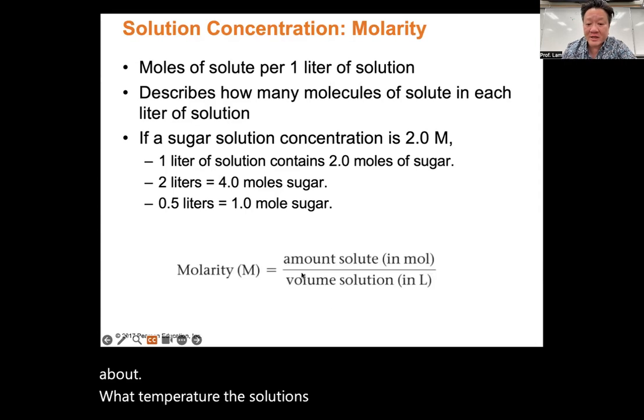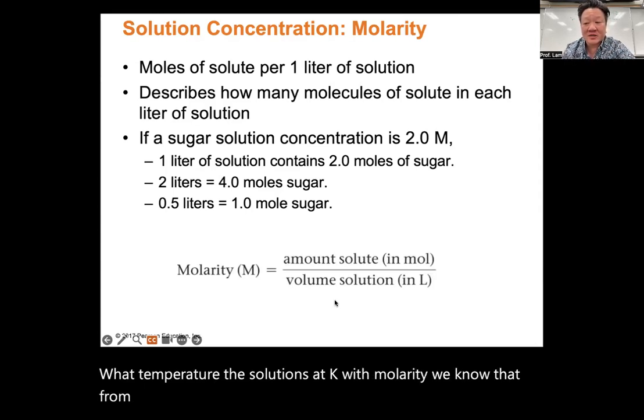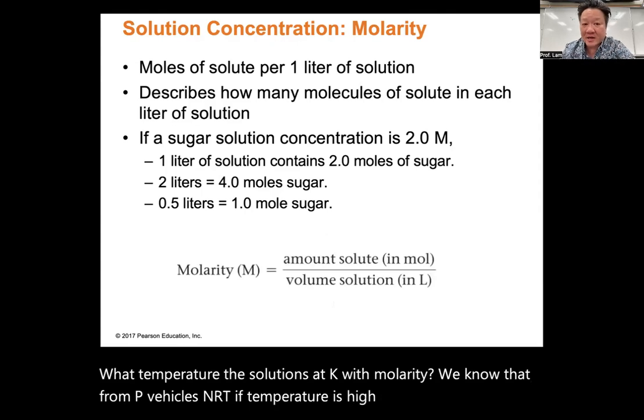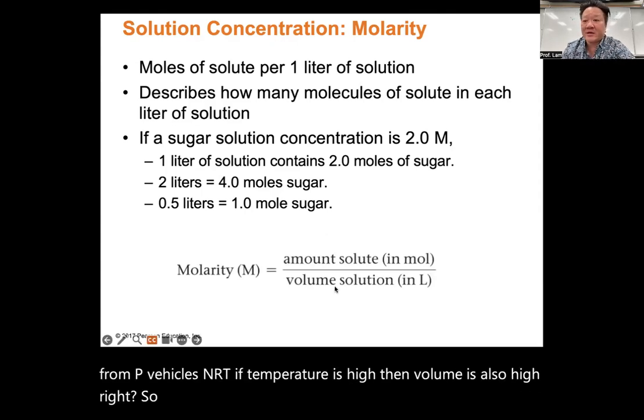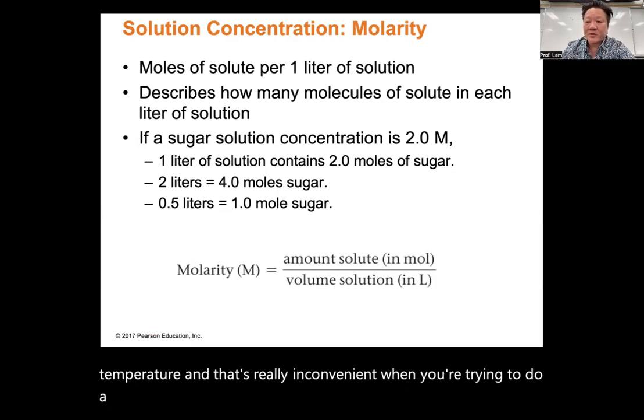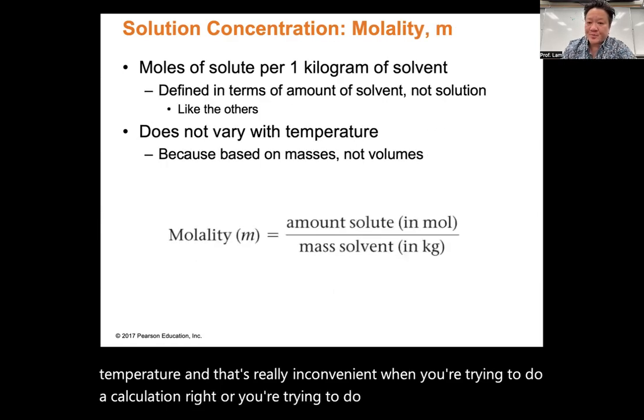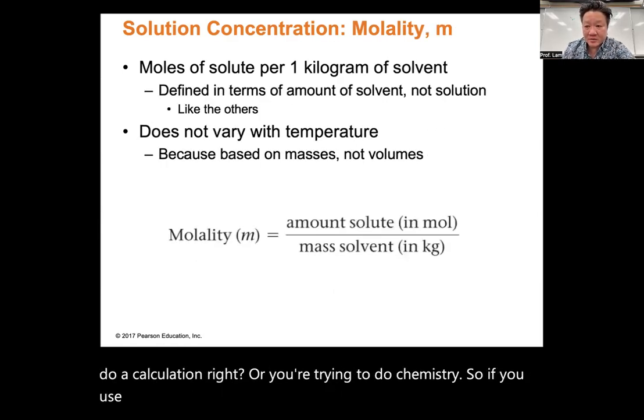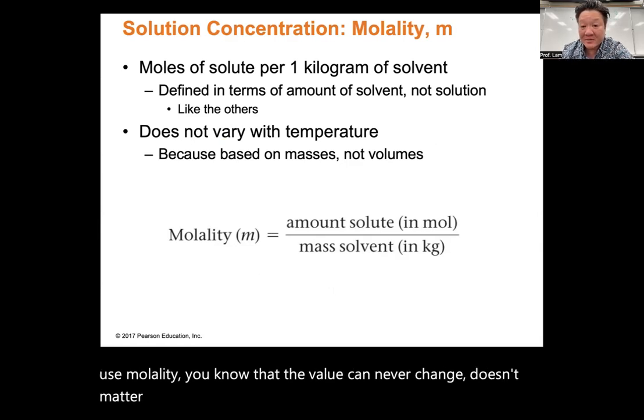Okay, with molarity, we know that from PV equals nRT, if temperature is high, then volume's also high, right? So that means the molarity will change with temperature, and that's really inconvenient when you're trying to do a calculation, right? Or you're trying to do chemistry. So if you use molality, you know that the value can never change. It doesn't matter what temperature you're at. You can measure molality and it doesn't change. Okay.